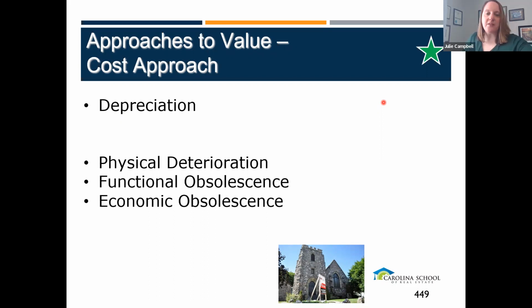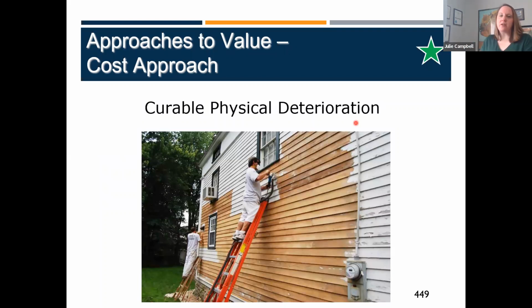So first up, we have physical deterioration. Physical deterioration is just ordinary wear and tear. Things just naturally aren't the same as what they were 30 years ago. And there are two types of physical deterioration. The first one is curable physical deterioration. It's curable because it's physically and economically feasible to cure it. Curable physical deterioration is routine maintenance, such as painting a house every once in a while.